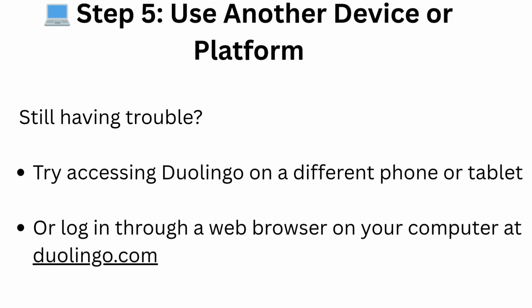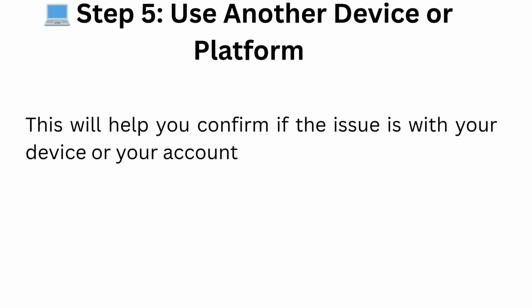Step 5. Use another device or platform. Still having trouble? Try accessing Duolingo on a different phone or tablet, or log in through a web browser on your computer at duolingo.com. This will help you confirm if the issue is with your device or your account.